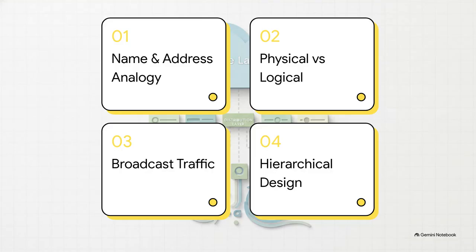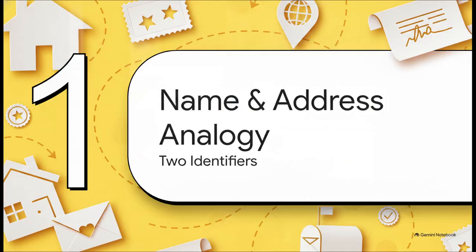To make sense of all this, we've got a quick four-part agenda today. First up, the name and address analogy. Second, physical versus logical addresses. Third, the broadcast traffic problem. And finally, hierarchical network design. Let's dive straight into section 1, the name and address analogy, a tale of two identifiers.